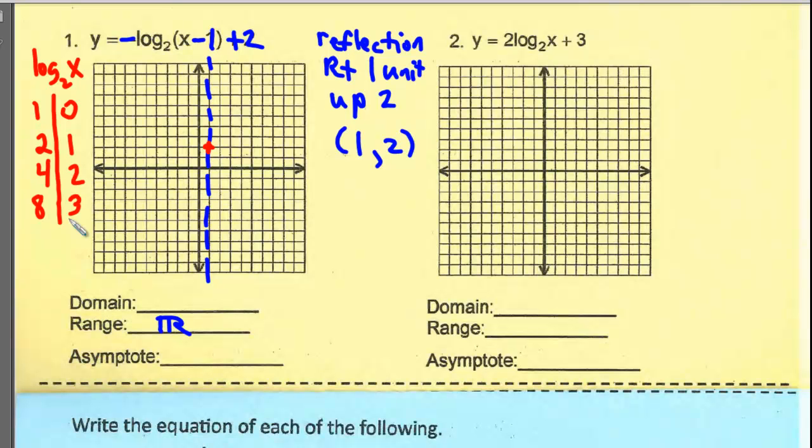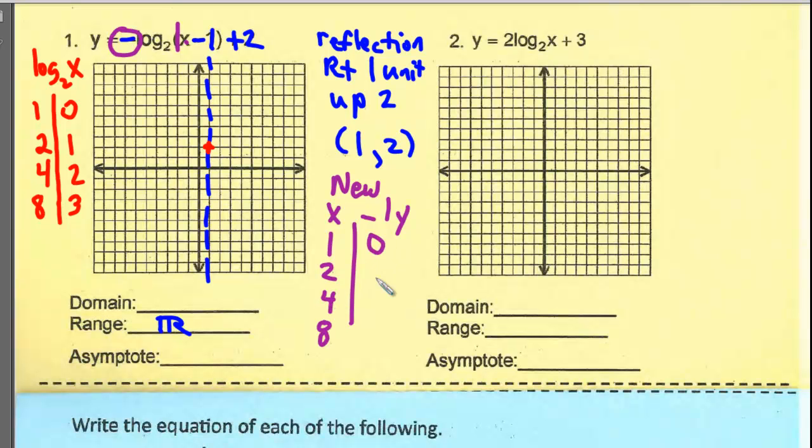So how did this graph move? Well, let's look at it. The new function has a negative sign being multiplied to y, but the x value stays the same. So I rewrite all the x values, 1, 2, 4, and 8. And the y values, we multiply everything by a negative 1.